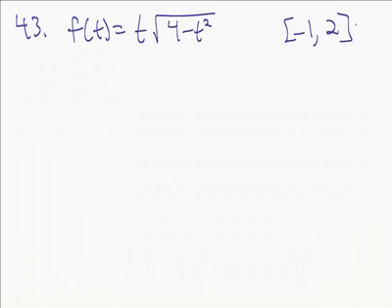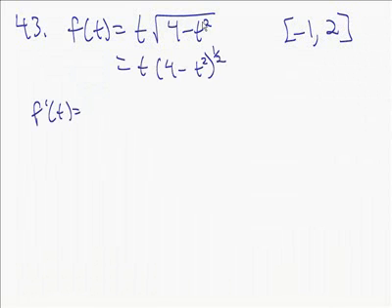So remember, our steps for finding absolute maxes and mins. First thing we're going to do is find our critical points, and then we're going to check our function value at our critical points and our endpoints at -1 and 2 and see which one's the biggest value, which one's the smallest value. So before we take our derivative here, let's rewrite our radical as a rational exponent. Now let's take our derivative.